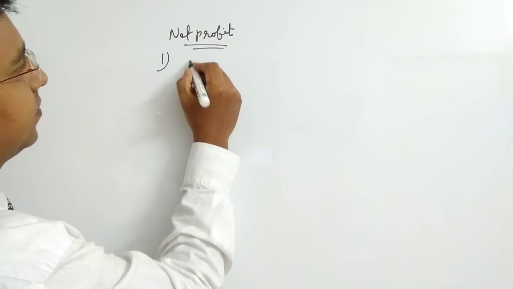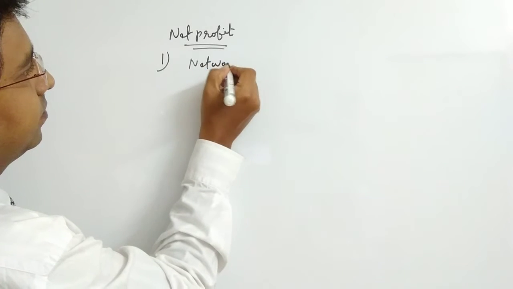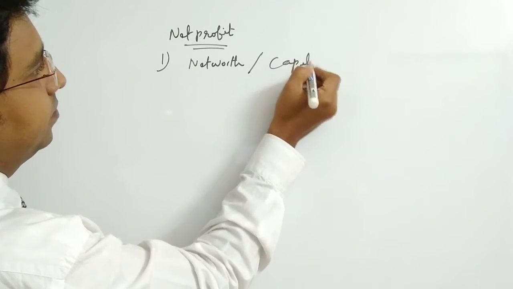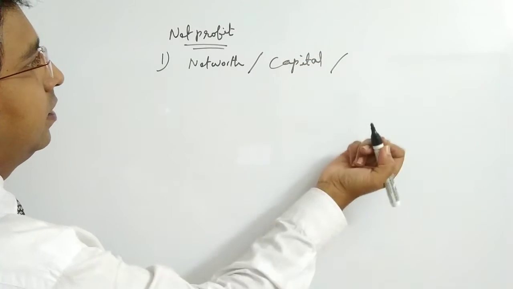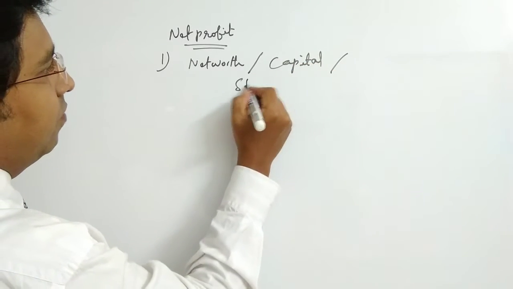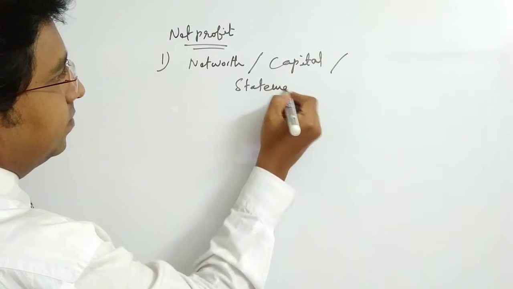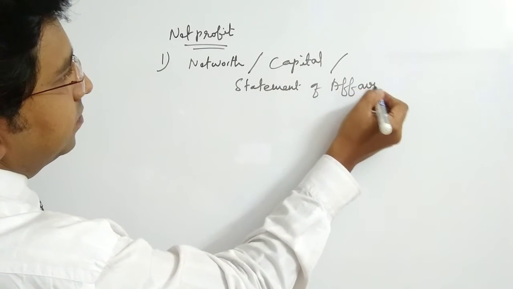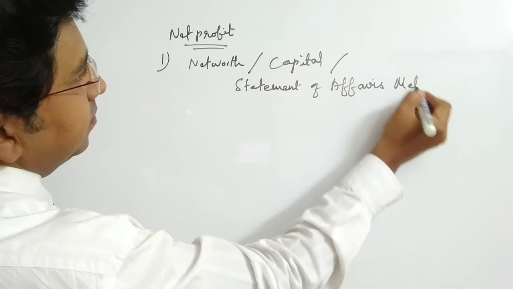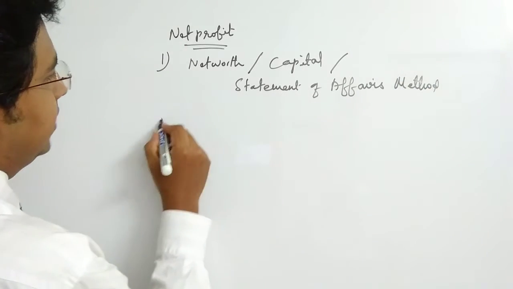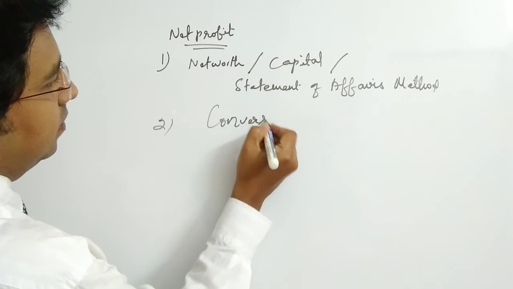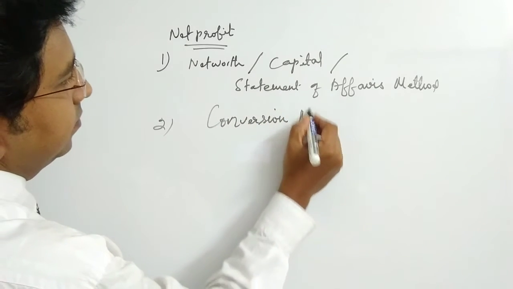The first method is the net worth method, or capital method, or statement of affairs method. And the second method is the conversion method.